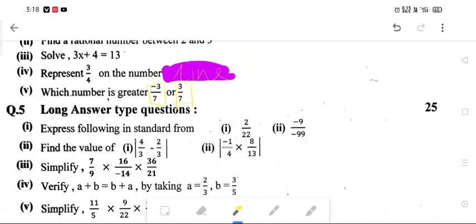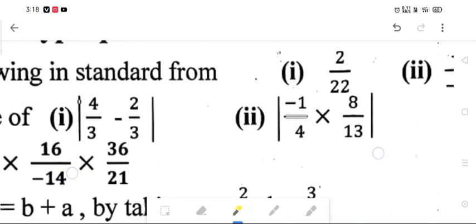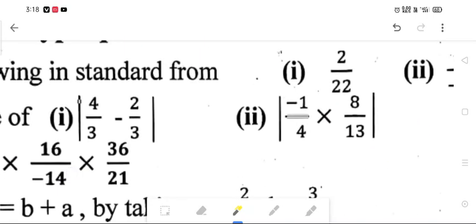Express in the standard form. Standard form means you have to write down the given fraction in the lowest form. The second is find the value of. Okay, so what will be the value of these fractions? The first is modulus value of 4 by 3 minus 2 by 3. The second, modulus value of minus 1 upon 4 multiplied by 8 by 13. This is upon. Don't think that this is misprint. This is 1 by 4.